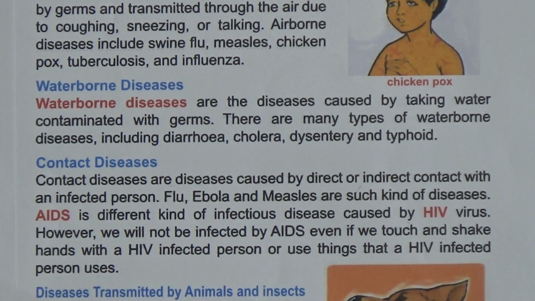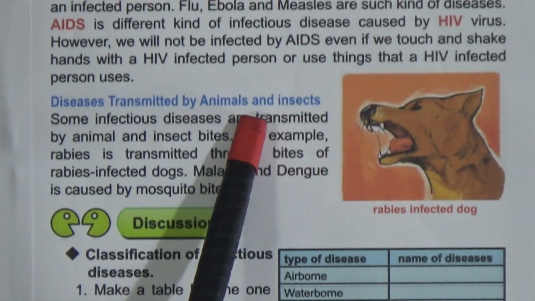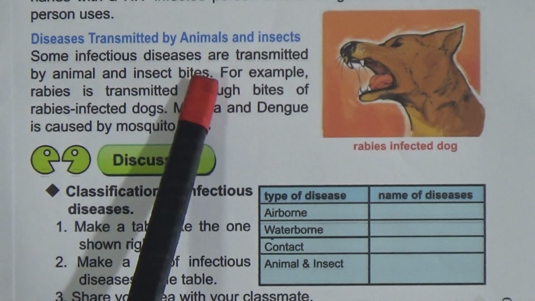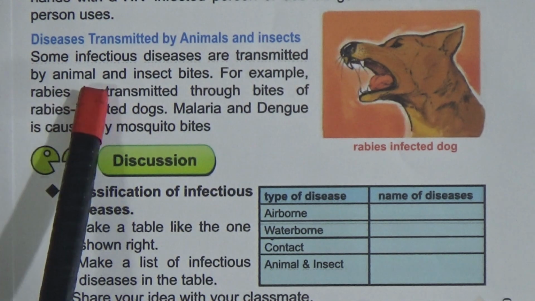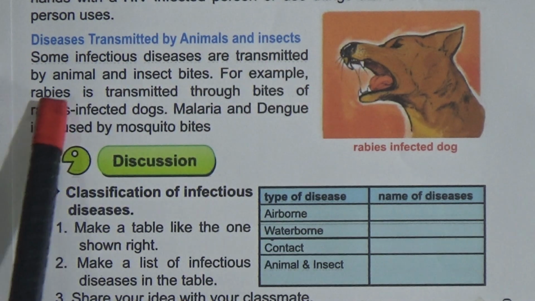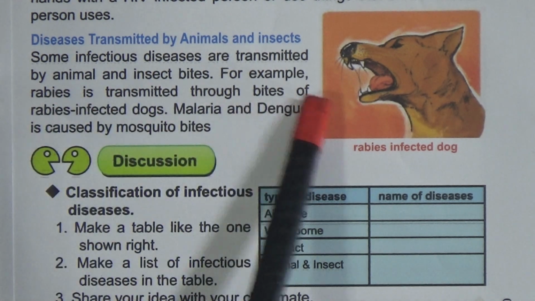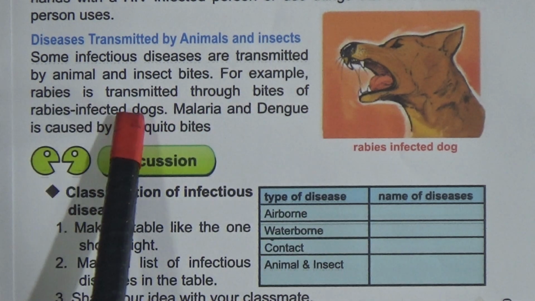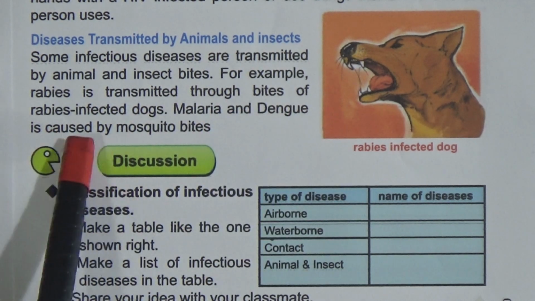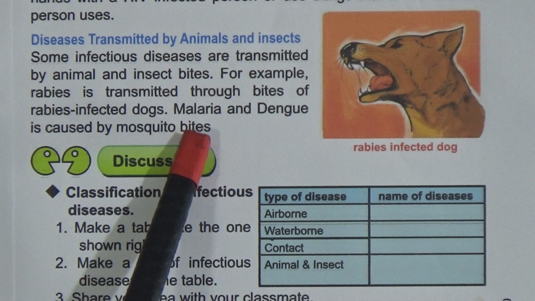Now come to diseases transmitted by animals and insects. Some infectious diseases are transmitted by animal and insect bites. For example, rabies is transmitted through bites of rabies infected dogs, and malaria and dengue are caused by mosquito bites.